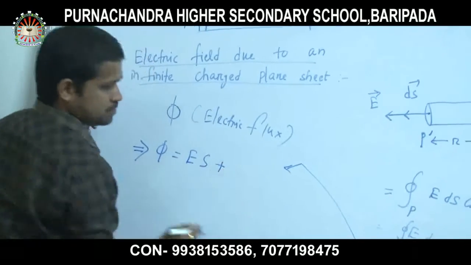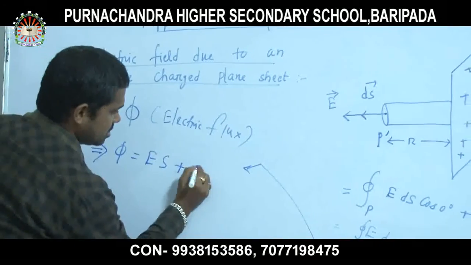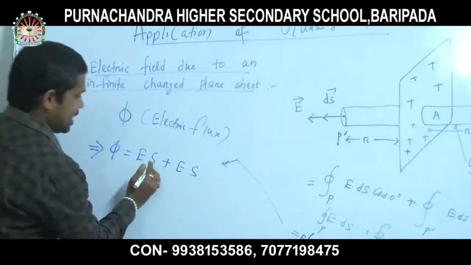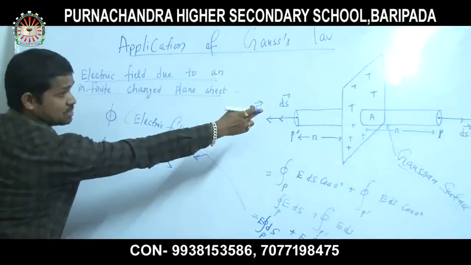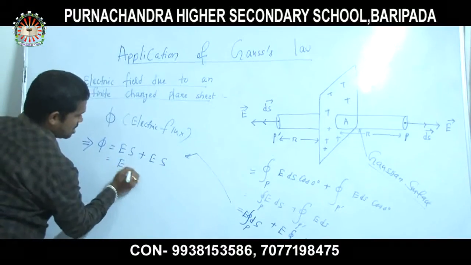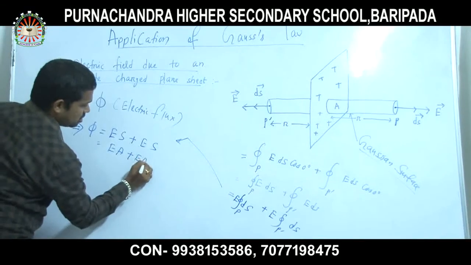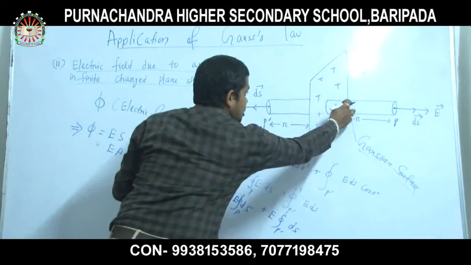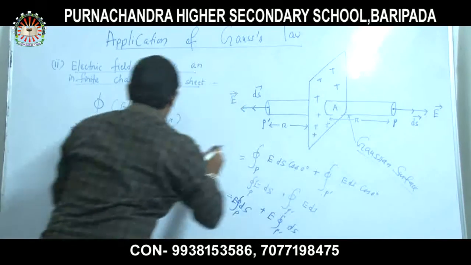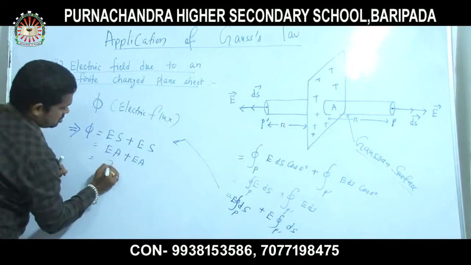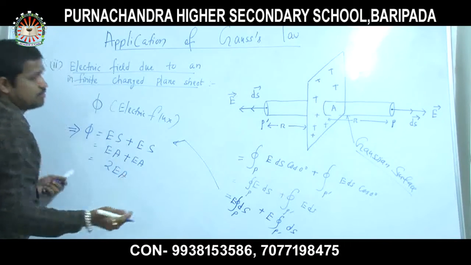Okay, plus. And what is that surface? Again S. Very simple. S means the surface area. Surface area that is given A. So that's why in place of S I have to take the actual value A. Because look at here. I will take what is the surface area? A, not S. So this is 2 into E.